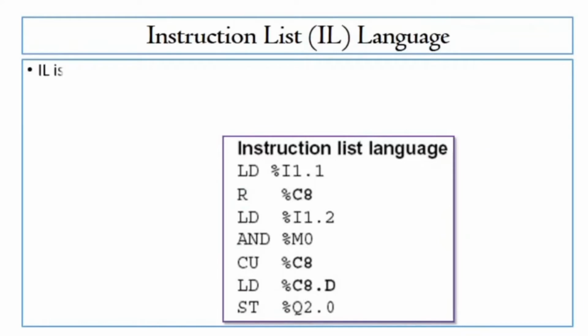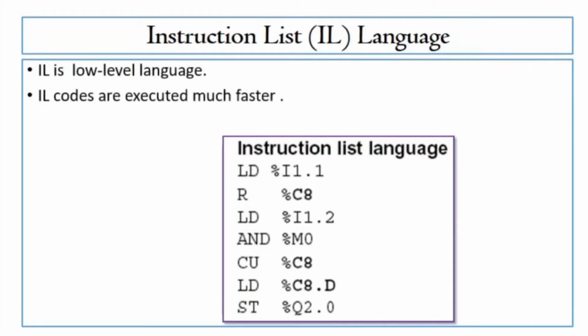I want to talk about the instruction list language. First, instruction list is a low-level language. Second, instruction list can execute much faster. And last, instruction list consumes less space in storage.